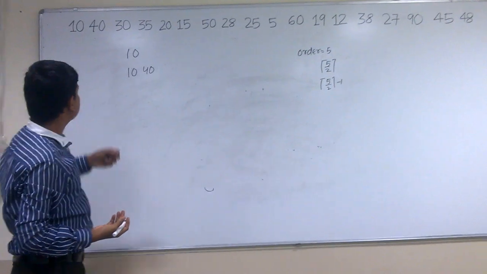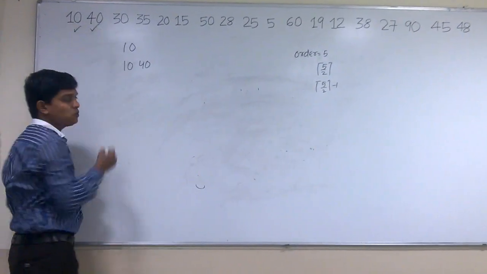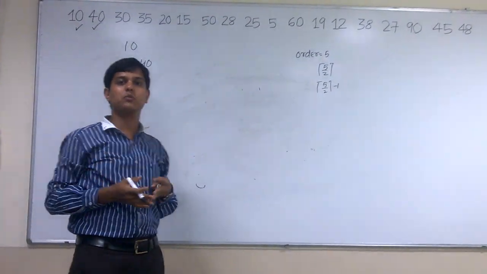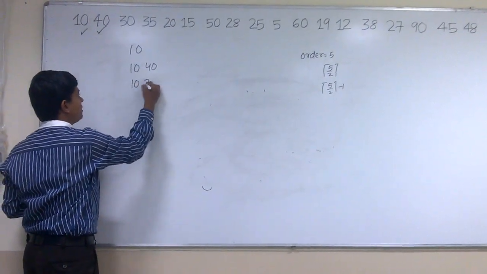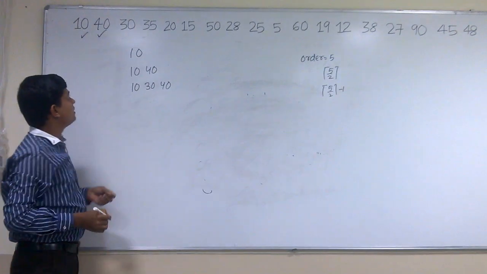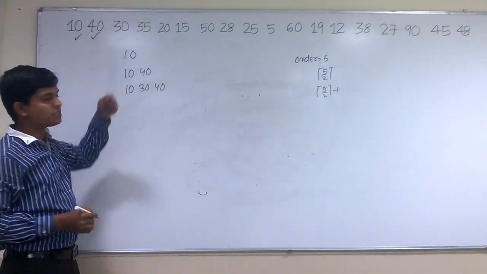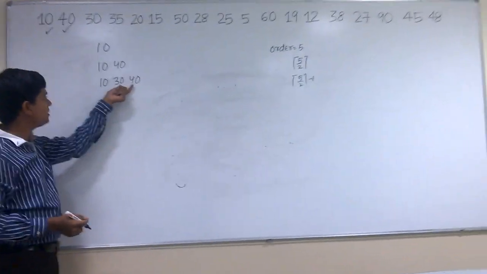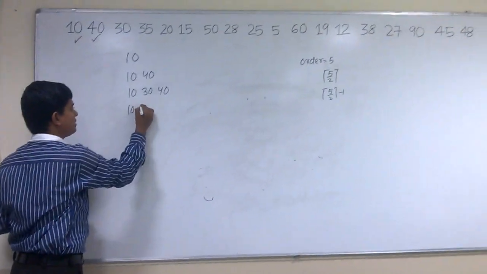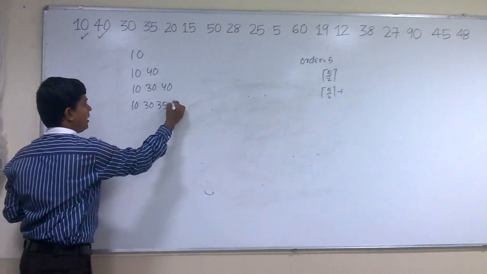In the next case, I want to insert the value 30. 30 is at an intermediate position between 10 and 40, so I am inserting 10, 30 and 40. Next, the node to be inserted is 35. 35 is at an intermediate position between 30 and 40, so I am inserting 10, 30, after that 35 and 40.